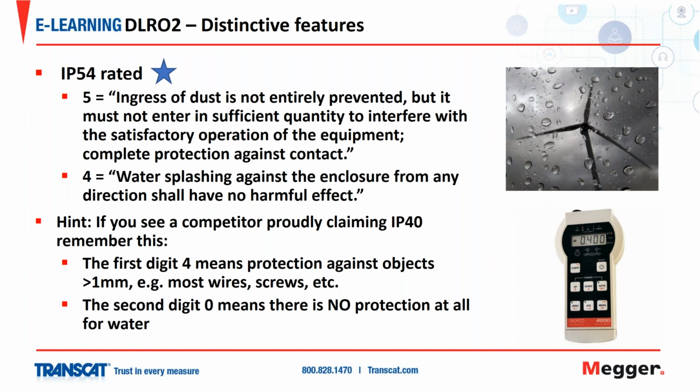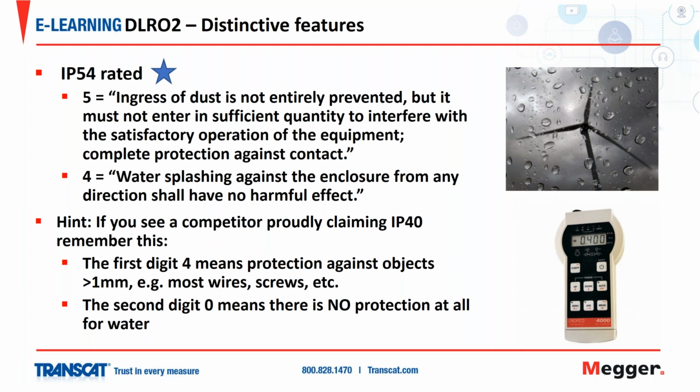IP54 rated. This IP code stands for Ingress Protection Code, and sometimes referred to as International Protection Code. So what that number 5 indicates is ingress of dust is not entirely prevented, but it must not enter in sufficient quantity to interfere with the operation of the equipment. And then that second number 4 is for water splashing against the enclosure from any direction shall have no harmful effect. So what this means is the DLR02 can be used out in the rain, can be used in a dirty environment and continue to function with no problem.